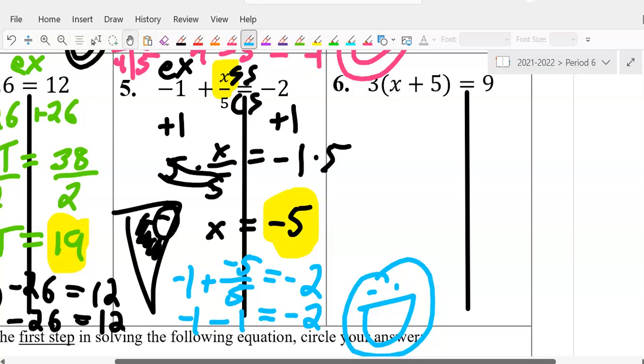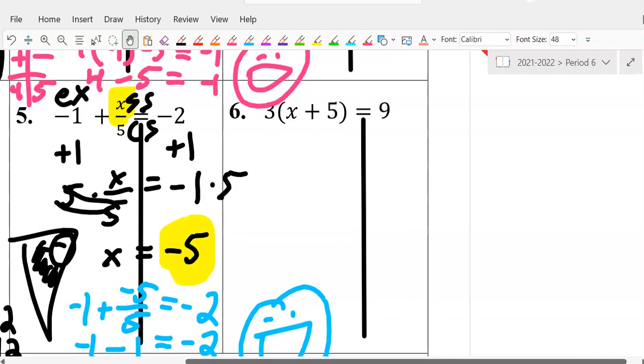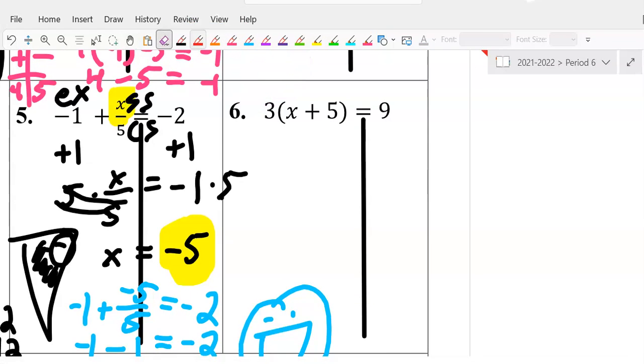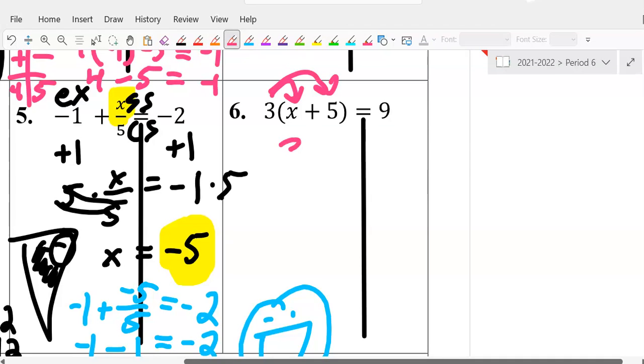So this is a bit of a different one, okay? So what do we need to do first? Do you remember what it's called? It starts with a D? Distribute. Very good. Okay, what color do you want to use? Pink. So we use our little arrows. Distribute, distribute. What do we get? You get 3 times 1x and 3 times 5, which is 3x plus 15. Yep, 3x plus 15. Very good.